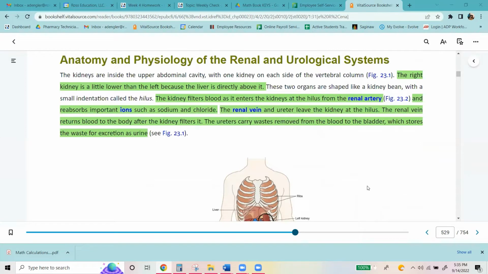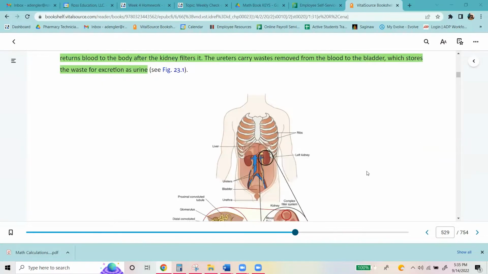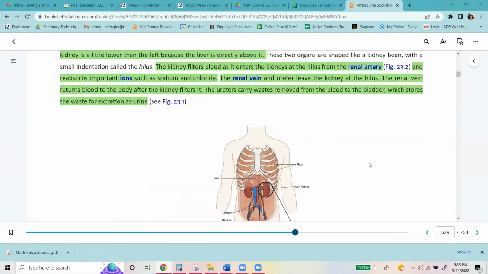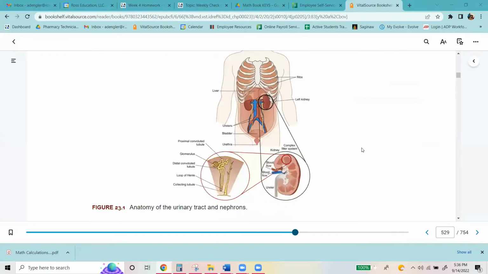The kidneys are inside the upper abdominal cavity with one kidney on each side of the vertebral column. The right kidney is a little lower than the left because the liver is directly above it. The kidney filters blood as it enters the kidneys at the hilus from the renal artery and reabsorbs important ions such as sodium and chloride. The renal vein and ureter leave the kidney at the hilus. The renal vein returns blood to the body after the kidney filters it. The ureters carry waste removed from the body to the bladder, which stores the waste for excretion as urine.